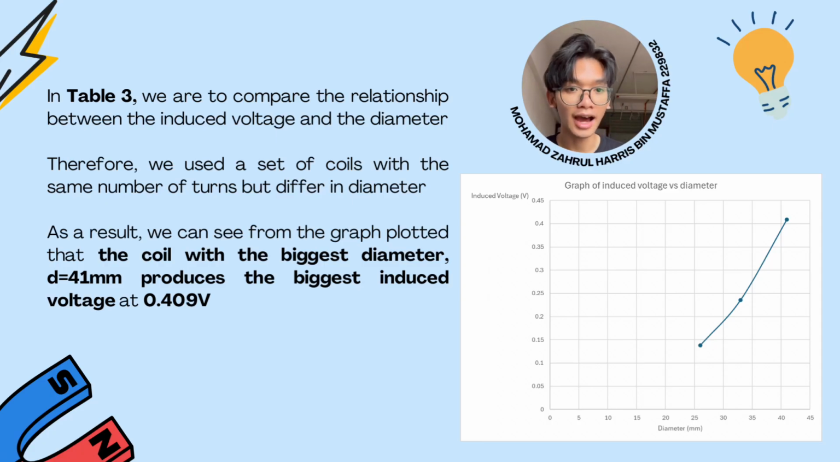On to table 3, however, we are to compare the relationship between induced voltage and the diameter of the coil. Therefore, we used a set of coils with the same number of turns, but different in the diameter. We can see from the graph that we plotted that when the diameter is at the smallest, the induced voltage is also at the minimum, while as the diameter increases, which in the graph is 41 millimeter, which is the maximum, it produces the biggest induced voltage at 0.409 volt.